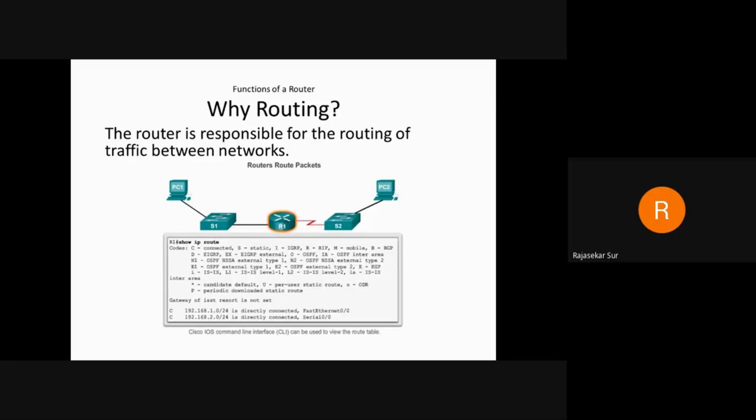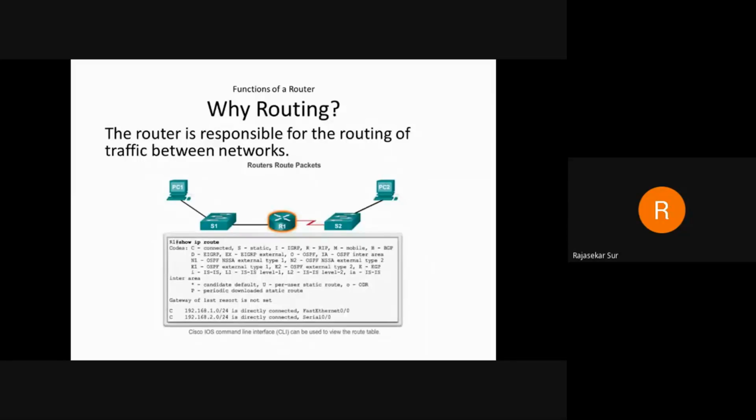There is a command. Today we are going to see this command in the practical part. I'll show how to use this command. Show IP route. This is the name of the command. This command is used to display the routing table. There is something called the routing table. The Cisco IOS command line interface can be used to view the routing table.